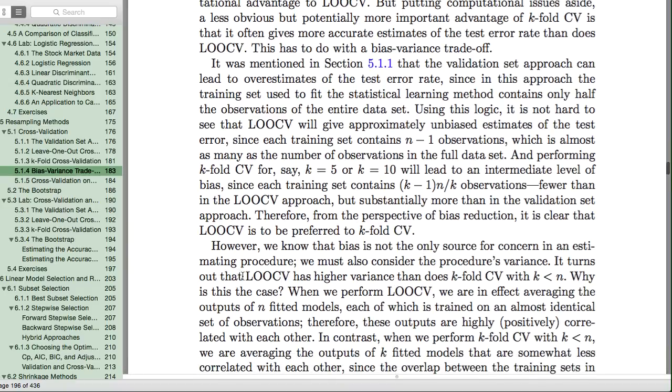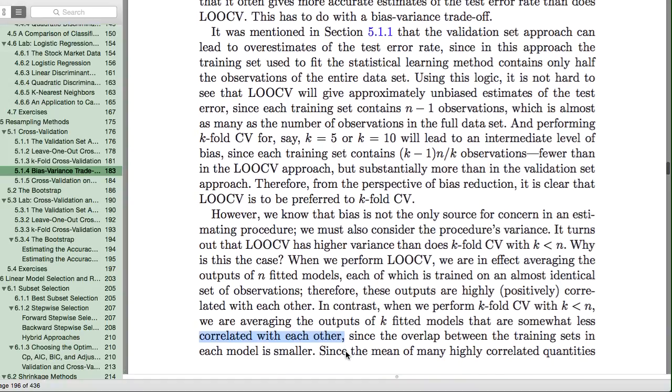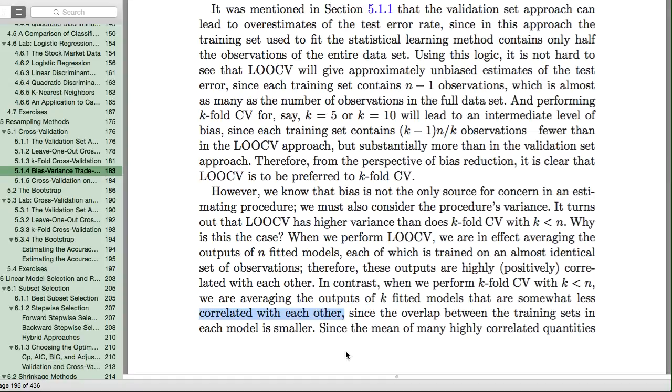Leave one out is better if we considered bias alone, but if we consider bias and variance, we will find that leave one out has higher variance than does k-fold, as long as k is less than n. So keep in mind that if we're averaging n fitted models versus k fitted models, these models are necessarily less correlated with each other. The n models have to be highly correlated with each other. So the variance has to be lower for k-fold with k less than n.